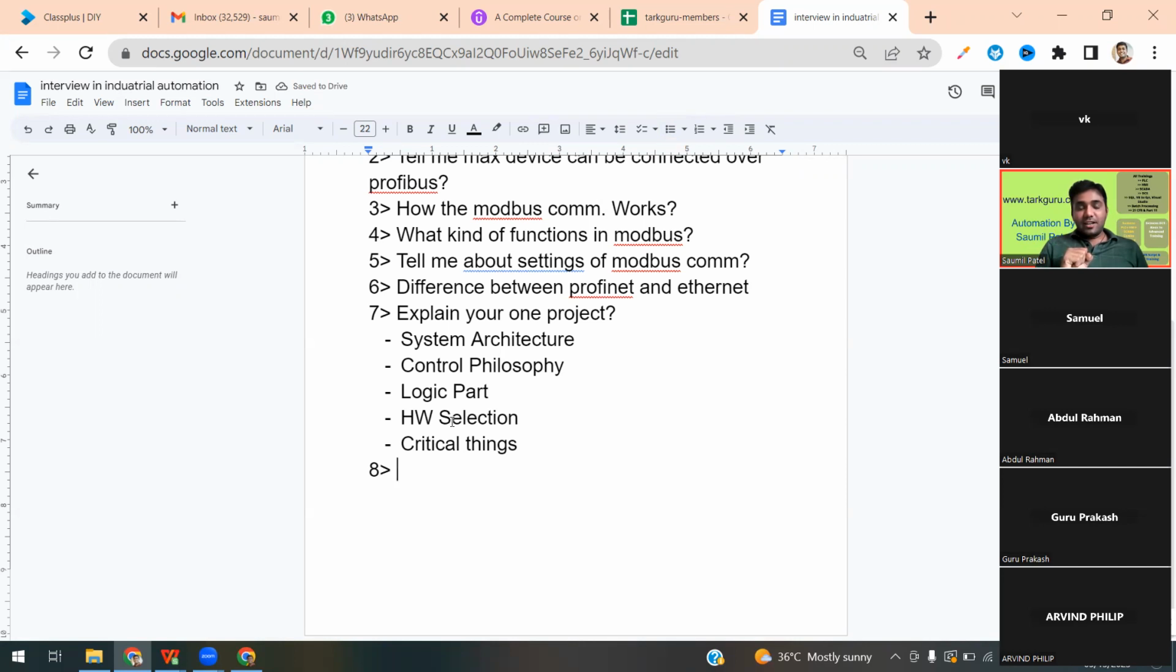All right. For example, you are explaining in a general manner. Okay. So you are not differentiating yourself from the others. So that's why you need to put by yourself: this is the critical thing I have developed in this project. If there are no critical things, you need to develop those critical things. Okay. So that's how you need to impress your interviewer.